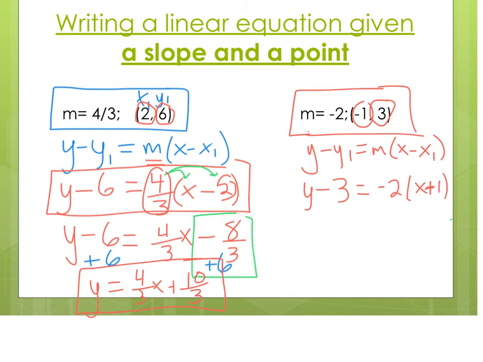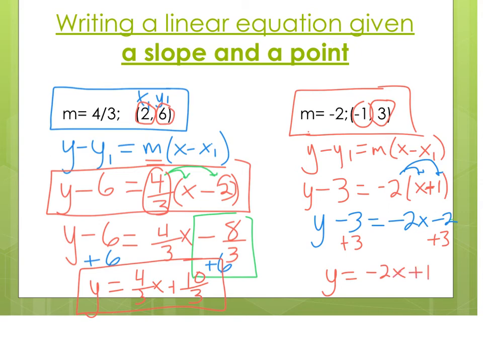And so if I solve for y here, I distribute the negative 2 through. So I get negative 2x minus 2, and then getting y by itself, I would want to add 3 to both sides. And so my final answer would be y equals negative 2x plus 1. And that would be the equation of the line that has a slope of negative 2 and goes through that point, negative 1, 3.